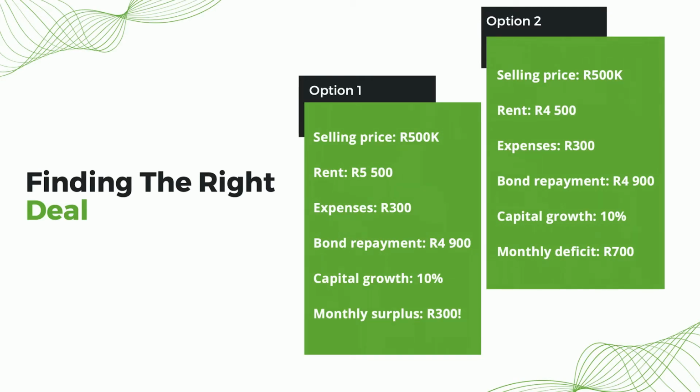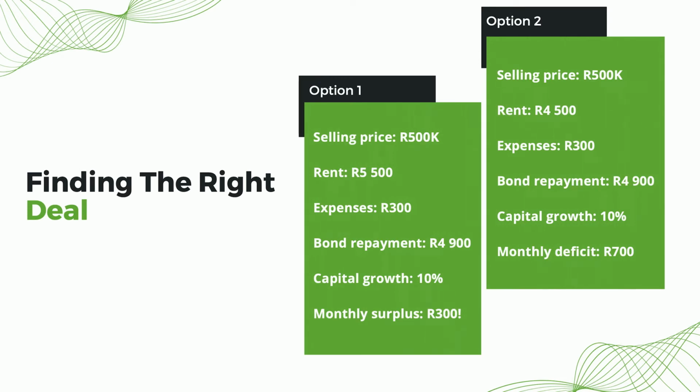You'll always have options when investing in property. It's up to you to choose a property that allows you to make passive income on your own terms. Let's look at 2 options and which would be the best choice. Option 1. You find a 3-bedroom house that's in a secured estate. It's selling for 500,000 Rand with a monthly rental of 5,500 Rand and a regular expenses of 300 Rand per month, which includes your tax and levy. Furthermore, your bond repayment on this home is 4,900 Rand per month. And growth in this area is 10% a year.